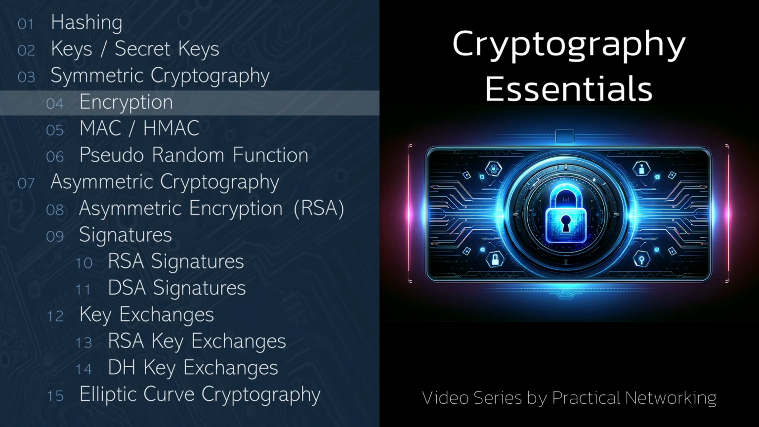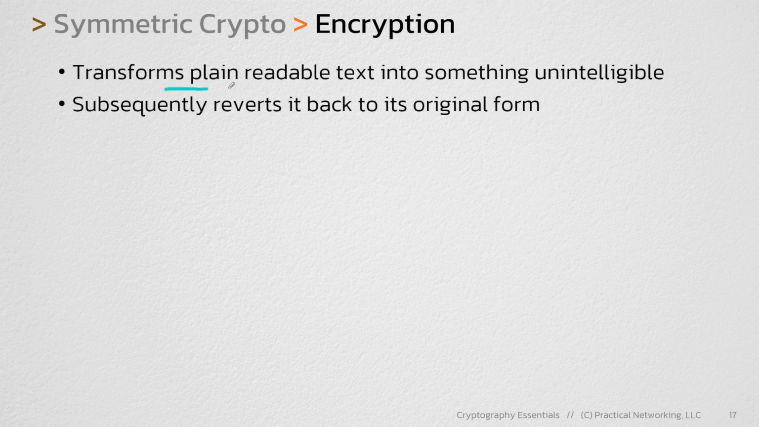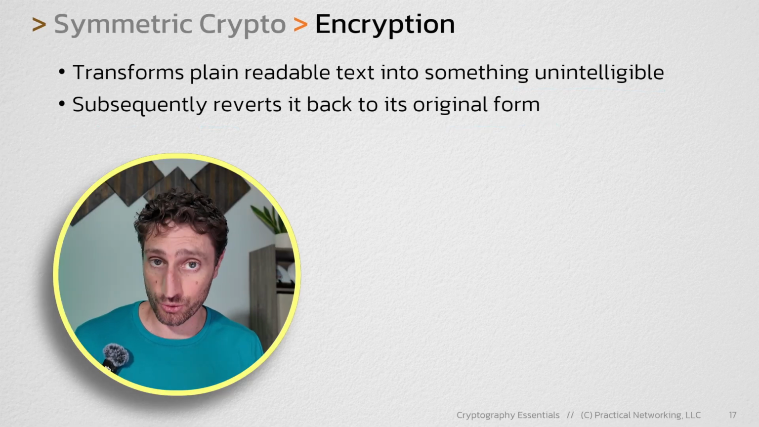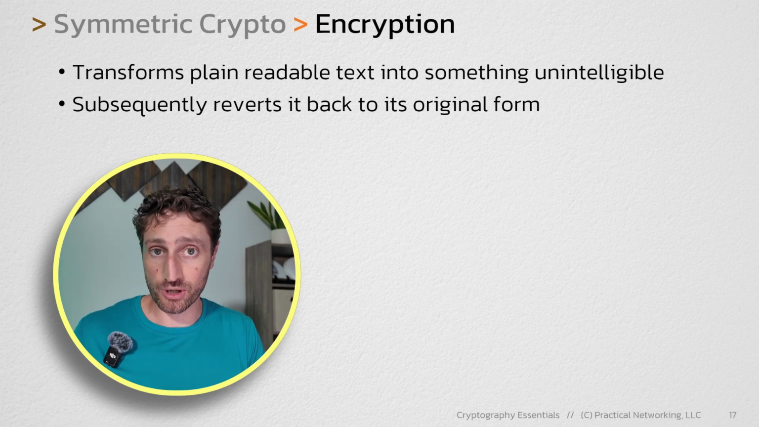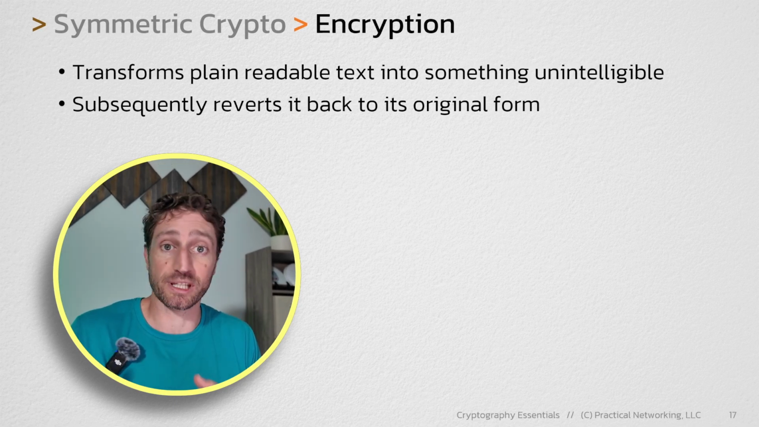By far, the most common operation within symmetric cryptography is symmetric encryption. Let's talk about it. Symmetric encryption takes plain content, readable to anyone, and turns it into something unintelligible. Then, it subsequently reverts it back to its original form. Doing this second part is critical, because it doesn't make sense to encrypt something if you or someone you trust can't later undo it at some point in the future.